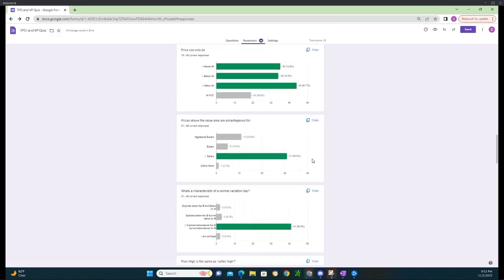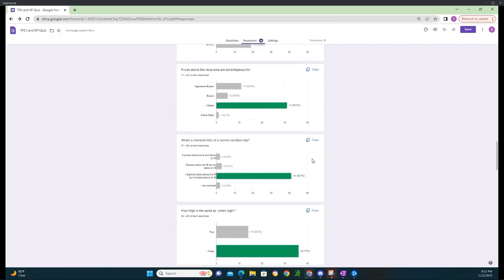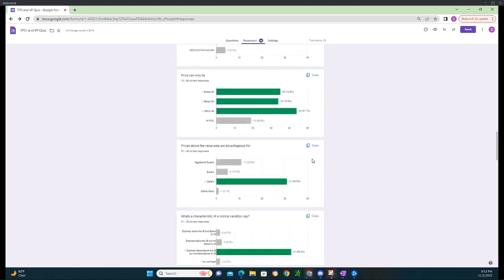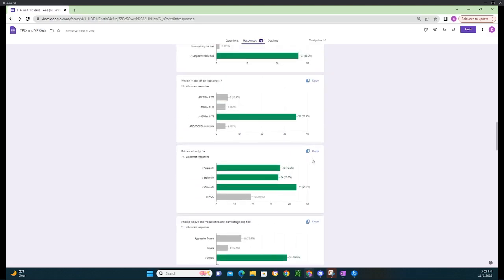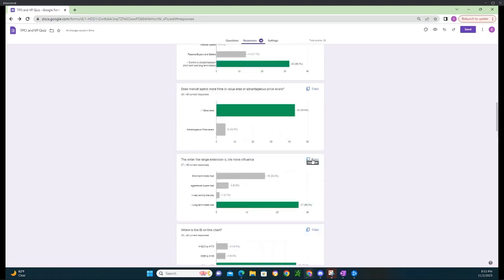Hey, Shorty, I have a question about the quiz. I don't know if this is the right time. Sure. How do we identify the excess? And then long tail, the long tail on both sides. Single prints on either side.